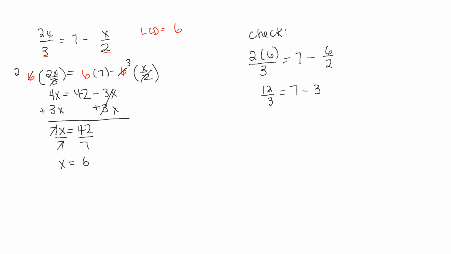On the left again, 12 divided by 3 is 4. On the right, 7 minus 3 is 4. 4 certainly equals 4. So again, we can say with confidence that our solution is definitely 6.